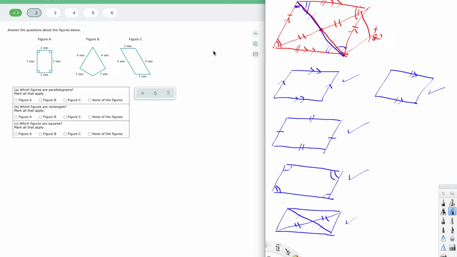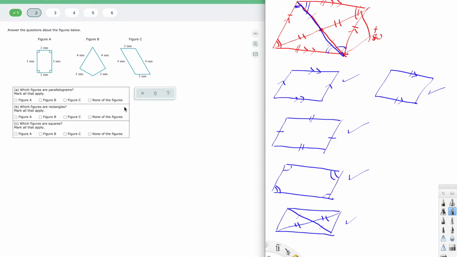To prove that it's a parallelogram, I can use one of these 5 pieces here. Opposite sides are parallel, opposite sides are congruent, opposite angles are congruent, the diagonals bisect each other, or we have one side that's congruent and parallel. So it has to be the same side. It could have also been the left and right side. I just drew the diagram top to bottom on this one.